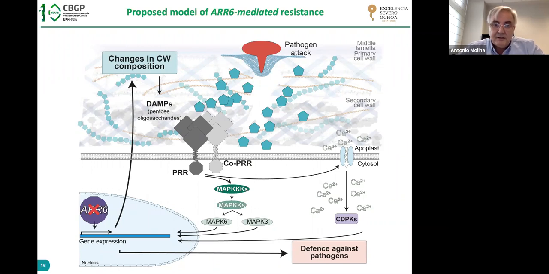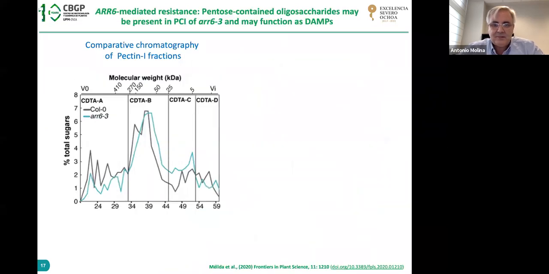So this should be the end of the story, but recently we have published the follow-up of this article in Frontiers, and I hope that you will allow me just no more than 4 or 5 minutes to explain the exciting discovery that we have made in the follow-up of this pectin fraction. As I said, this was published in Frontiers in Plant Science. The first author of this article is Hugo Mélida. Also, Laura Bacete is co-author of this article.